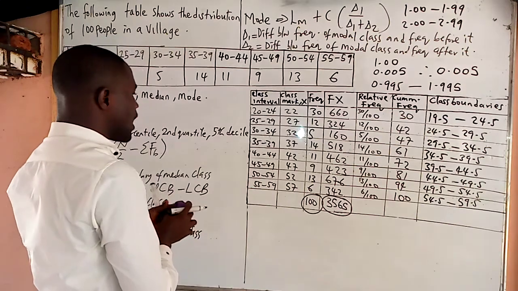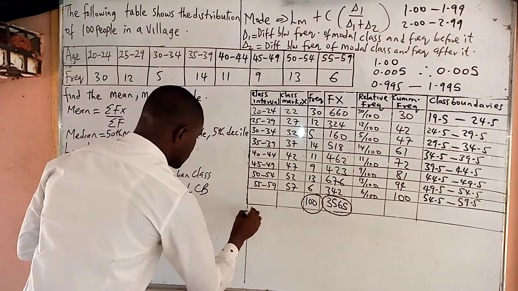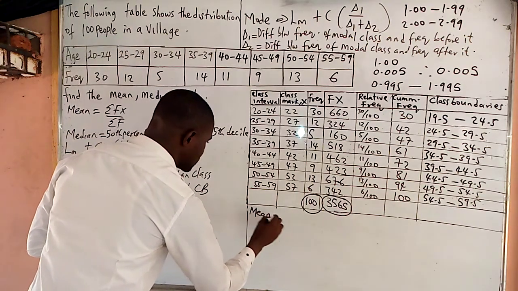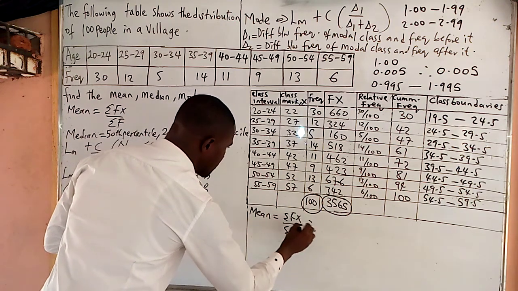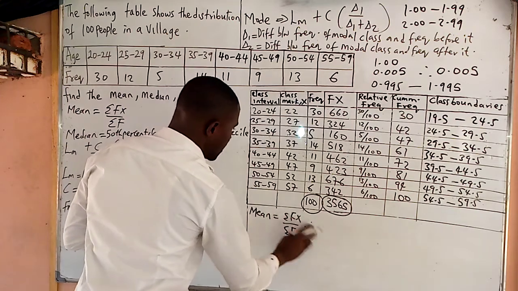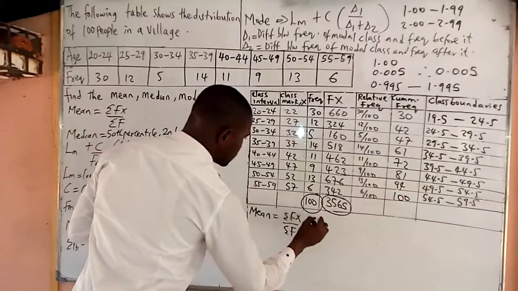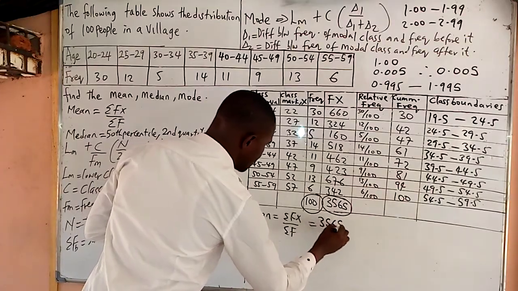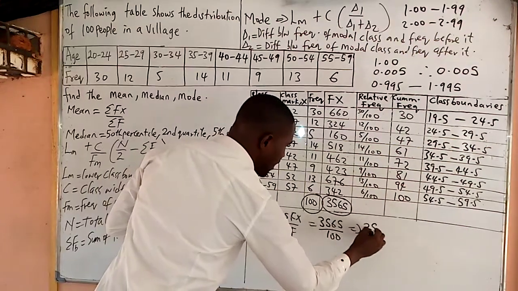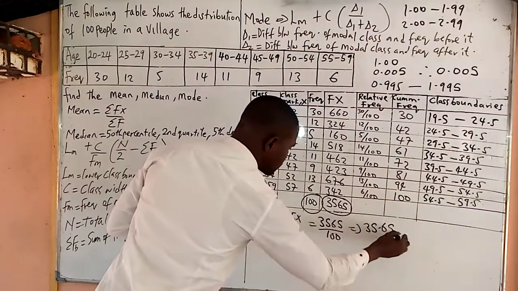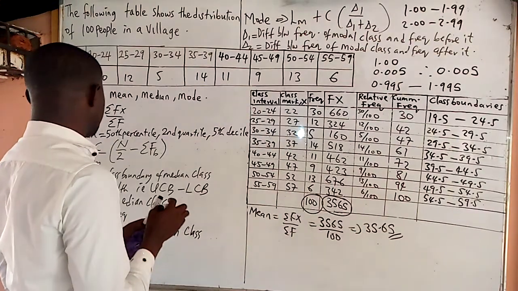Now we come to our formula. For mean, you say summation of fx all over summation of f. What is summation of fx? 3565. Summation of f is 100. That will be giving you 35.65. Your mean is 35.65.